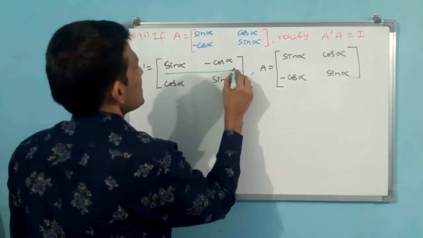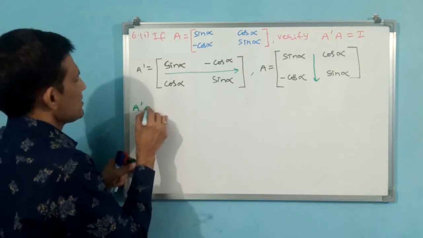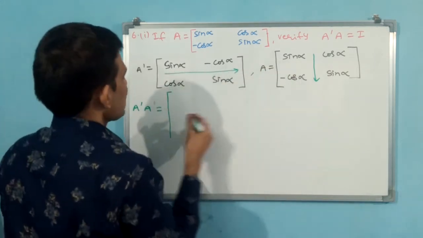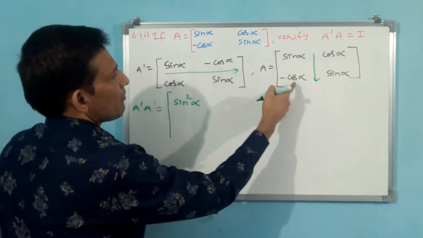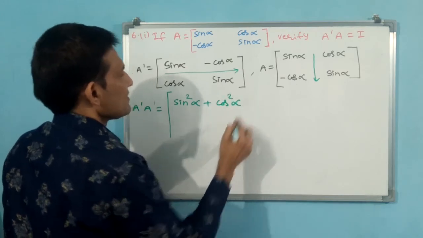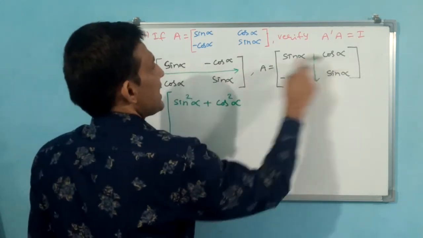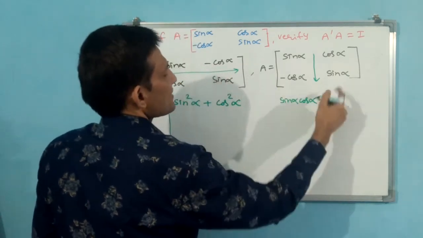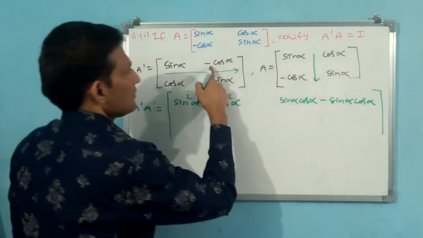Arrows, row, column. Now what you have to write: A transpose into A is equal to, sin alpha into sin alpha, sin square alpha, minus into minus plus cos alpha into cos alpha, cos square alpha. First row first column over. Now first row second column: sin alpha cos alpha, minus sin alpha cos alpha, again minus sin alpha cos alpha, minus cos alpha sin alpha.